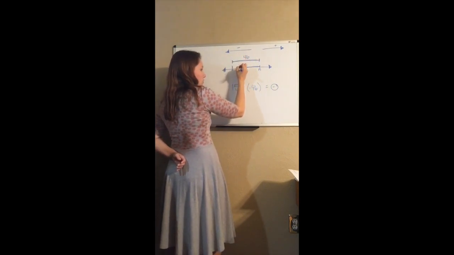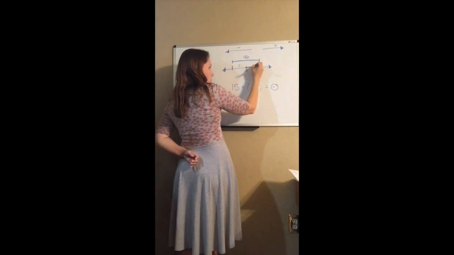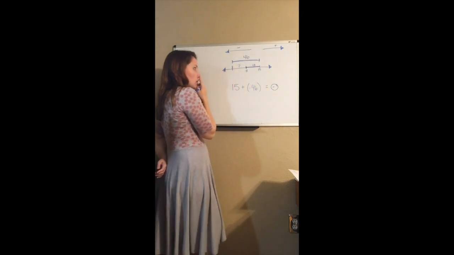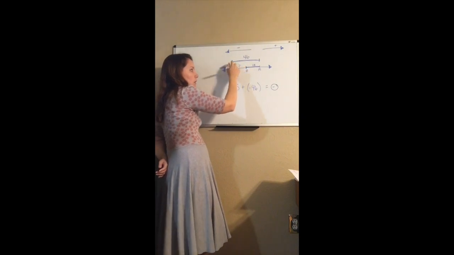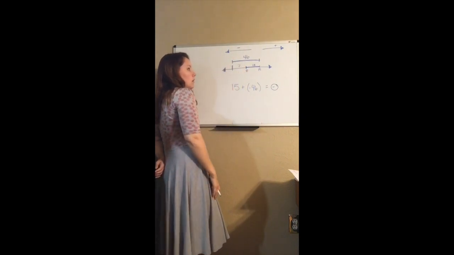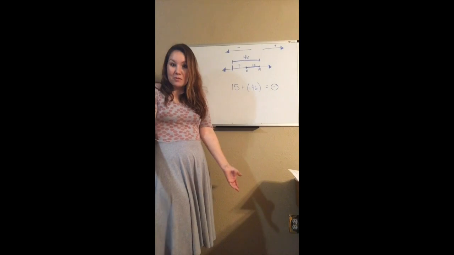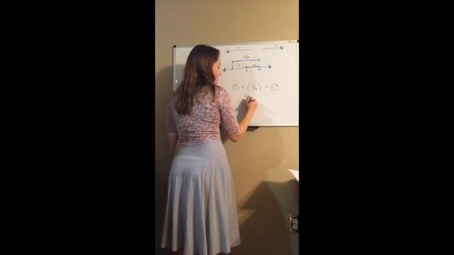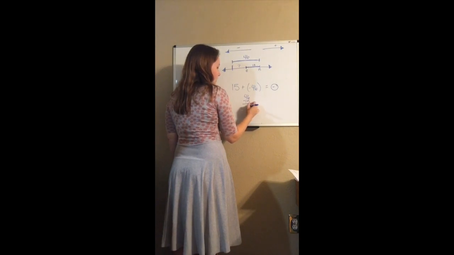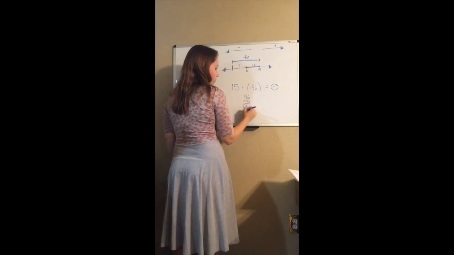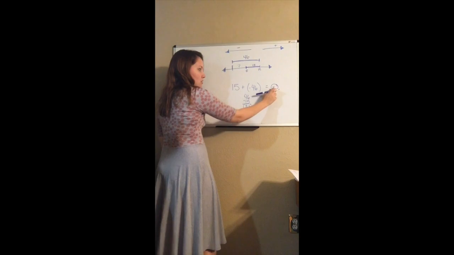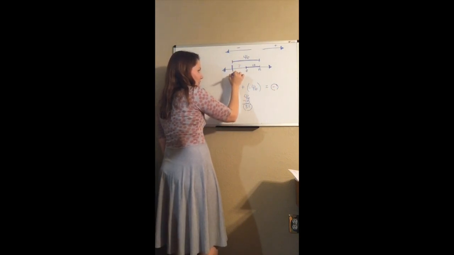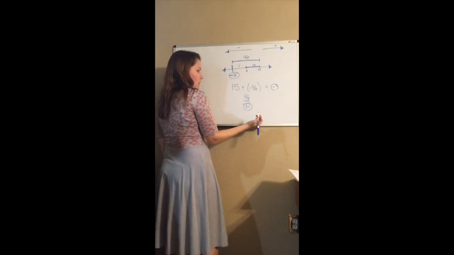This is what we don't know. From 0 to 15, it's 15 spaces. We don't know this right here. That sounds like a subtraction problem to me, right? 46 minus 15 gives me 31. And I know my answer has to be negative because we're in negative territory. It has to be negative. So this right here is negative 31.